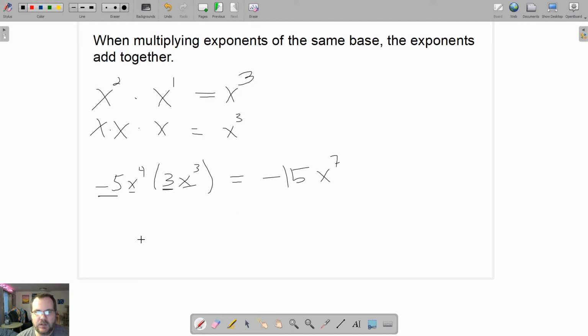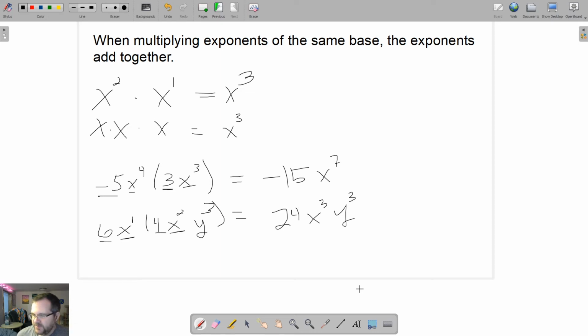Okay? Let's look at an example where we have two variables here. So let's do 6x times, in parentheses, 4x squared y to the third. Okay, so number times number, 6 times 4 is 24. X, with no exponent, really has an exponent of 1, times x squared is going to be x to the 1 plus 2, which is x to the third. And then y to the third is just y to the third. Even though there's nothing for this to multiply by, it still comes with it, okay?